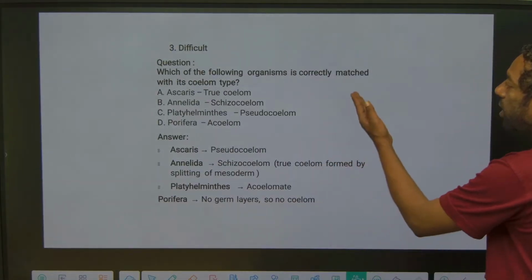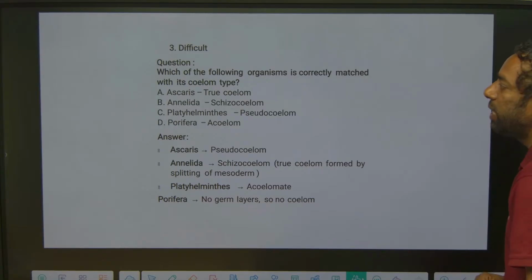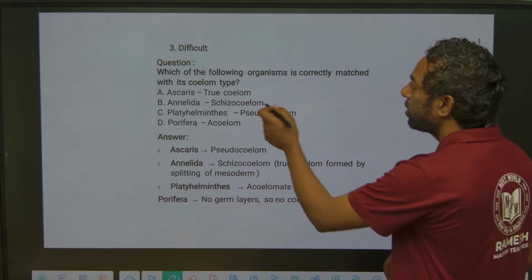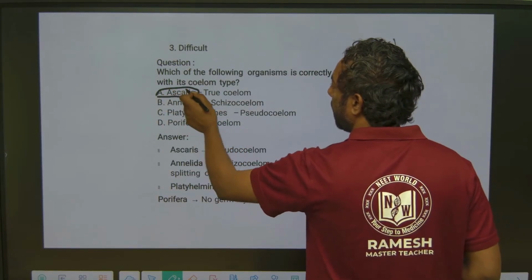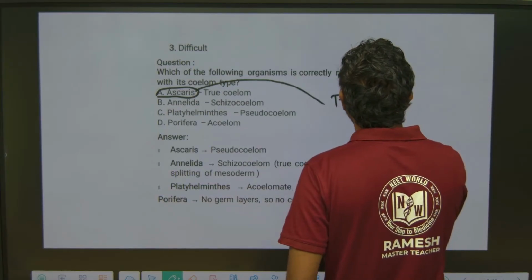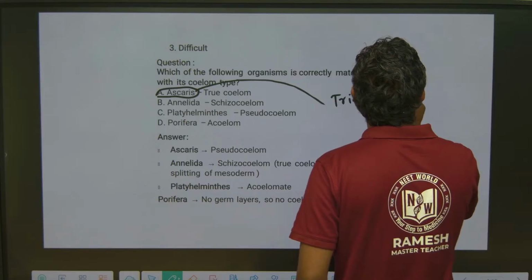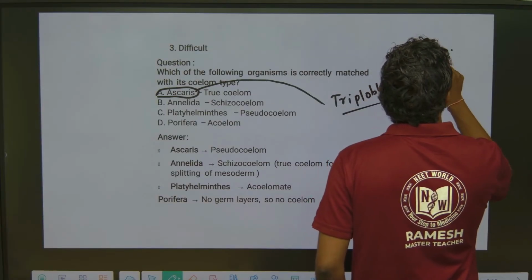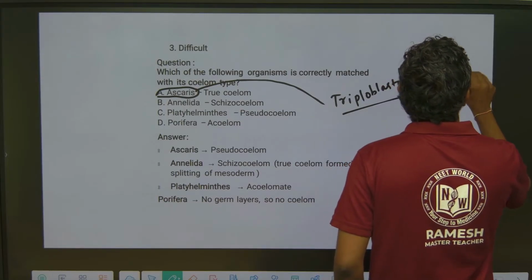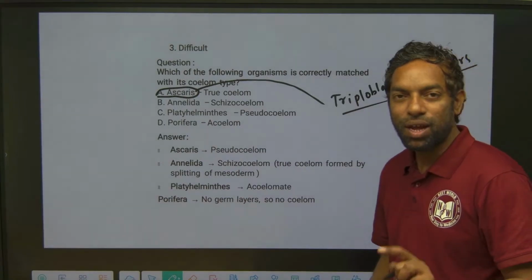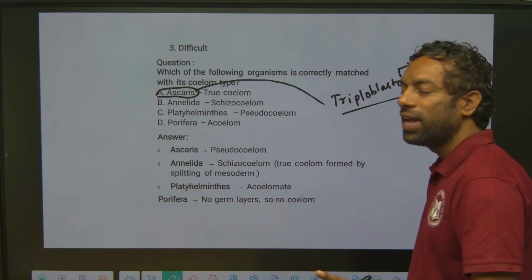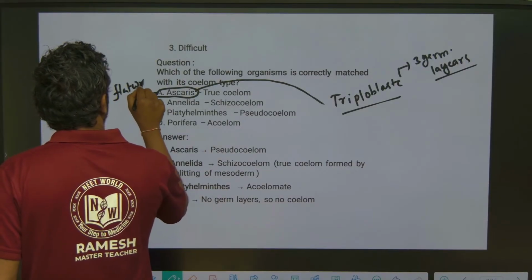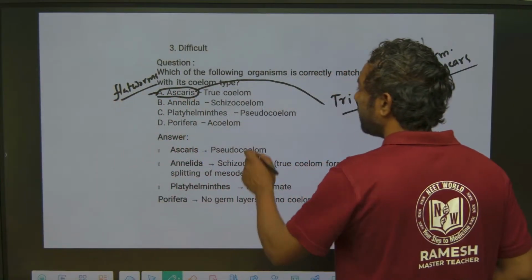Which of the following organisms are correctly matched with their coelom type? This is a direct question, difficult level. Of course, Ascaris has a pseudocoelom actually. Ascaris are triploblastic, meaning these have three germ layers: ectoderm, endoderm and mesoderm. Aschelminthes are not acoelomate; flatworms are acoelomate. Annelids with schizocoelom is the right answer.